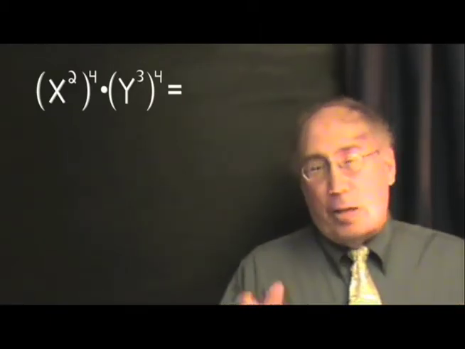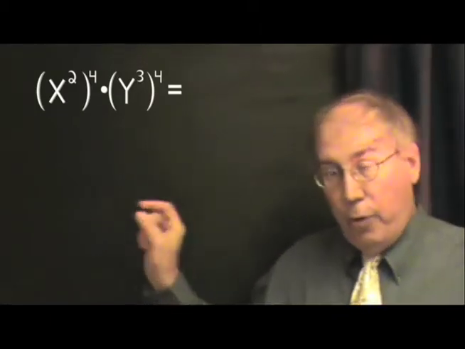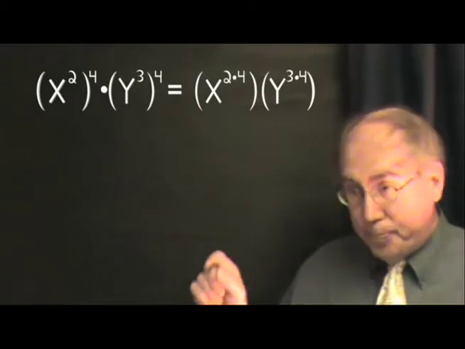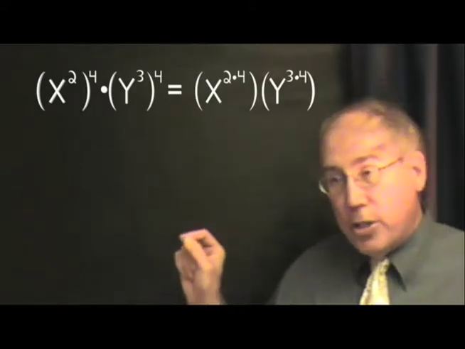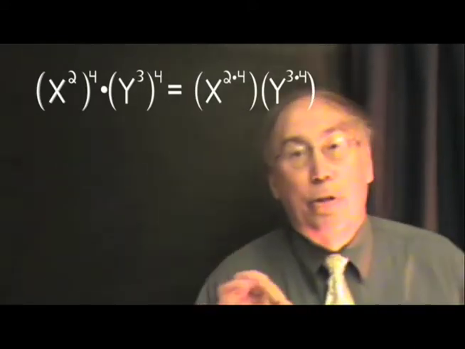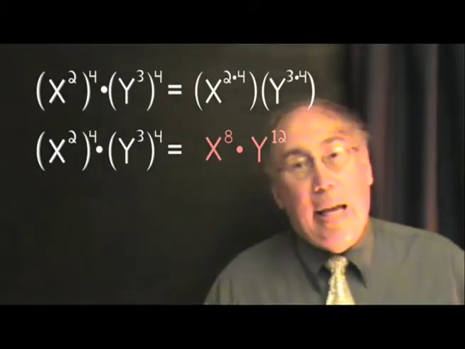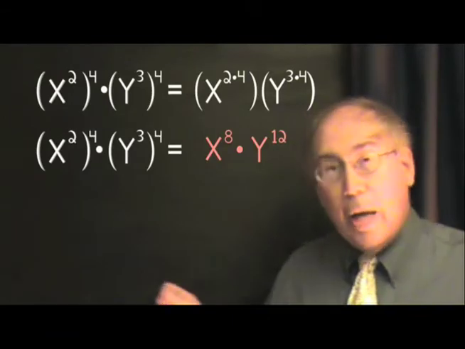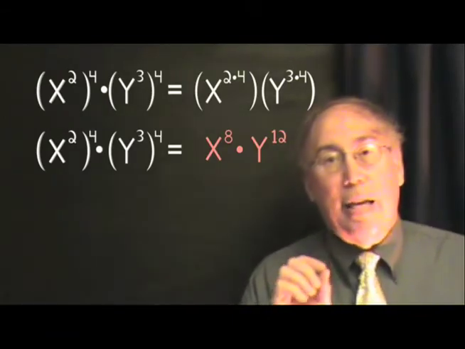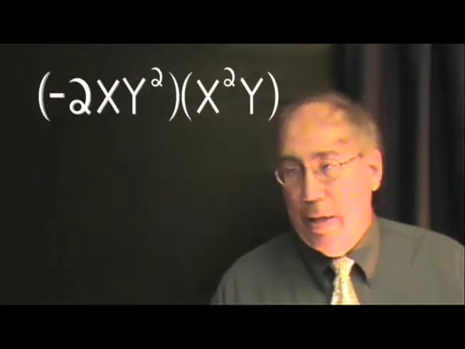And so let's use it on this problem here. Look at the case of x squared to the 4th there, the parentheses. We can take the 4 outside that parentheses, multiply it times the 2 inside the parentheses there with the x, and get x to the 8th, and do the same thing for y and get y to the 12th. So we got x to the 8th times y to the 12th.